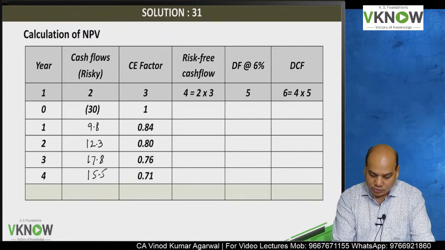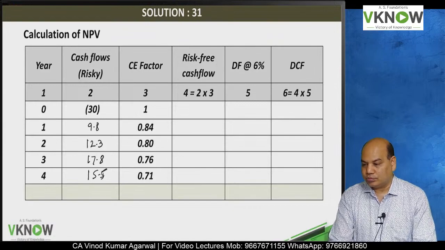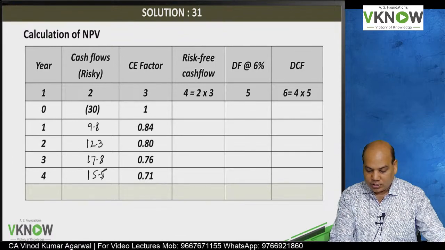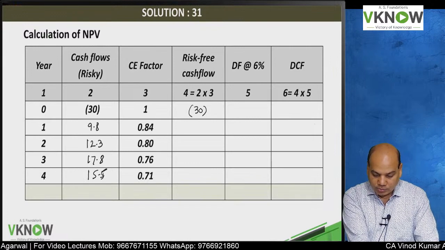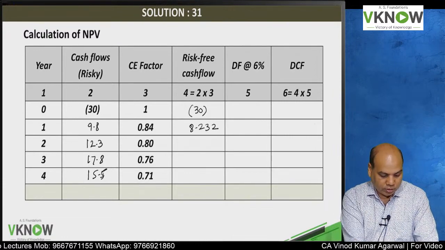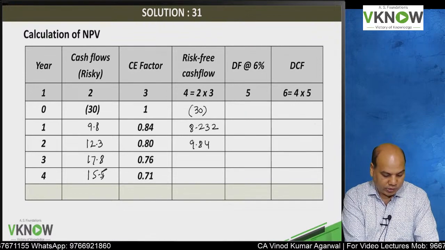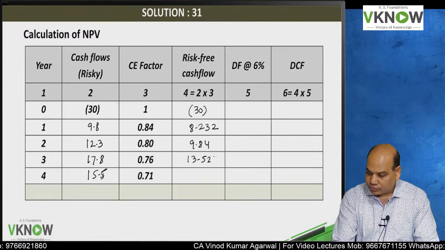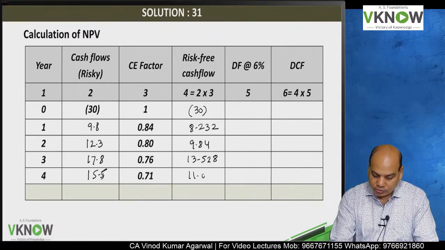Next answer is calculation of NPV using CEC approach. So now first you bring this expected cash flow in this working and then multiply by the certainty equivalent coefficient, 30 into 1. Then you multiply 9.8 into 0.84. This is 8.232. 12.3 into 0.80 is 9.84. 17.8 into 0.76 is 13.528. 15.5 into 0.71 is 11.005.